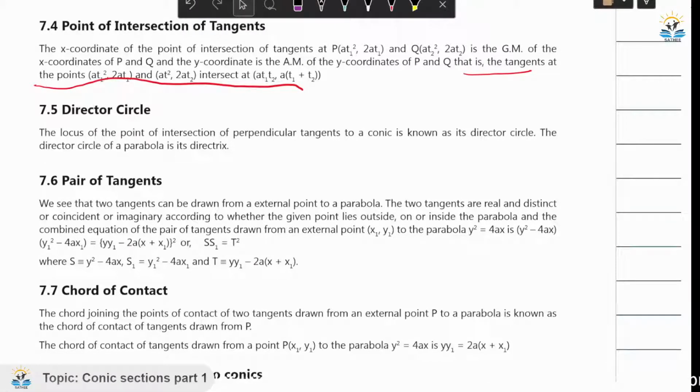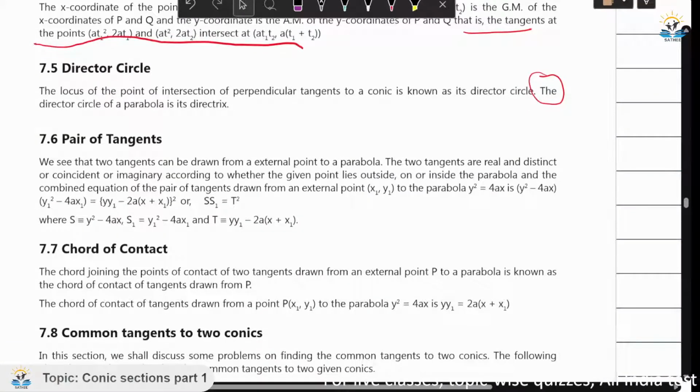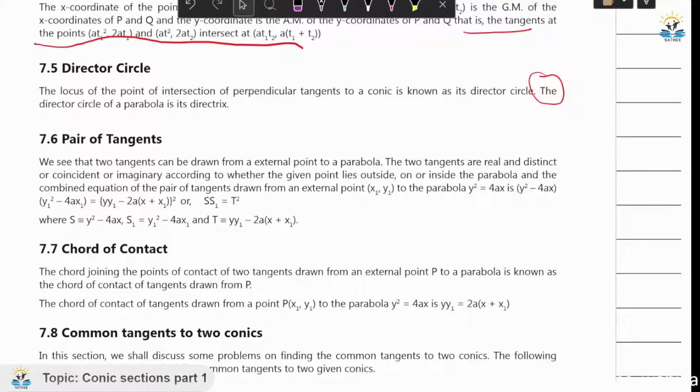Okay, so now moving on to the director circle. Director circle is basically the locus of the point where perpendicular tangents meet. But in the case of the parabola, the director circle itself is the directrix. In the case of ellipse, you remember the director circle was something different, but here it is different. Okay, moving on.